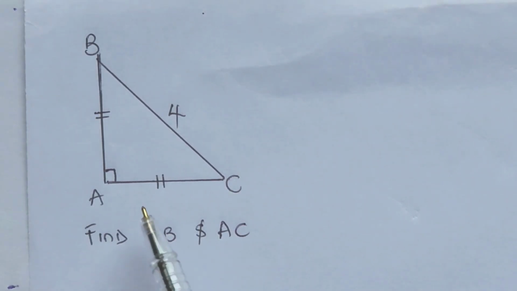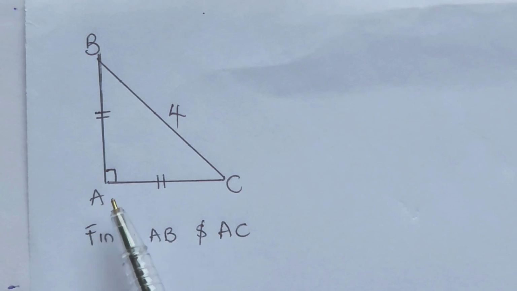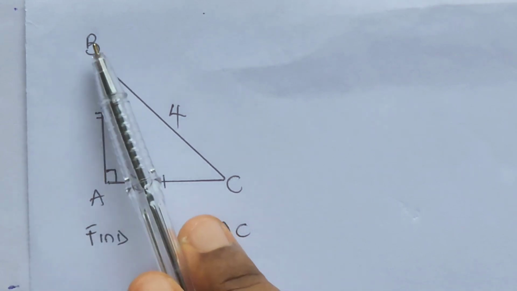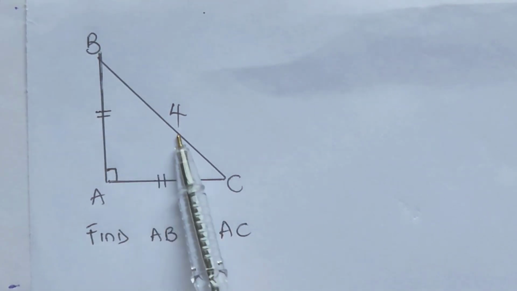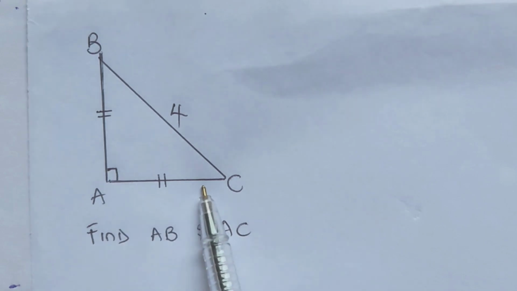So today we want to resolve this problem. We have a right angle triangle, so we named it A, B, and C. And we have the hypotenuse to be 4. But we are looking for the opposite and the adjacent length.